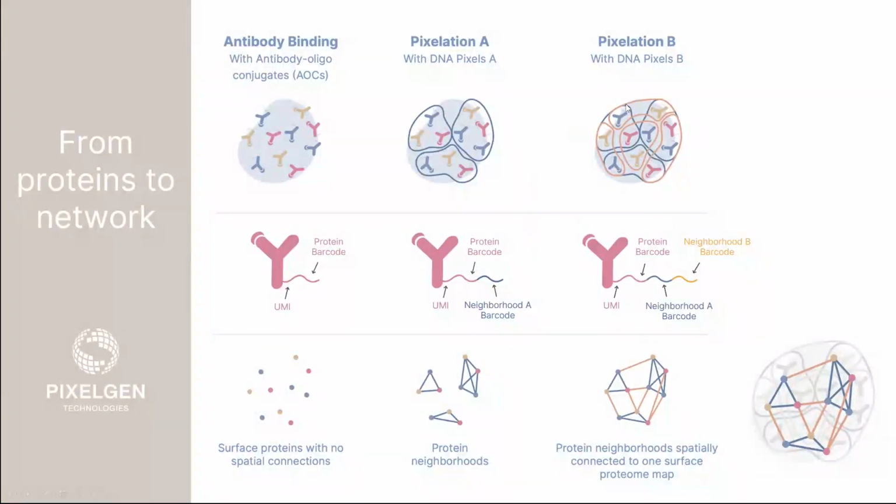But then we repeat that another time with Pixelation B. By statistical chance, it won't bind in the exact same pattern. So then we have, for example, one of the B reagents that have bound to these 3 antibodies because they're still close, just another pattern, and giving them the same neighborhood B barcode. So you can see how we have the UMI, the protein barcode, the neighborhood A barcode, and then adding the neighborhood B barcode. And this will then in silico be able to connect everything into a protein network where you can both see how much you had of the proteins, but also where they were.